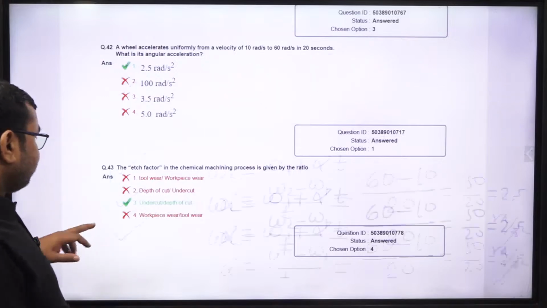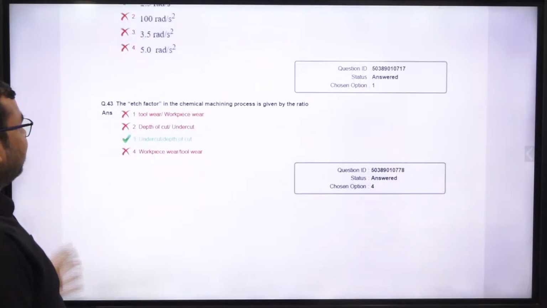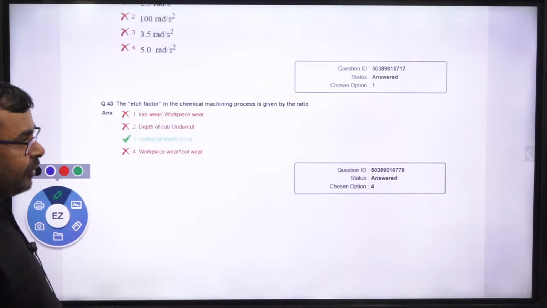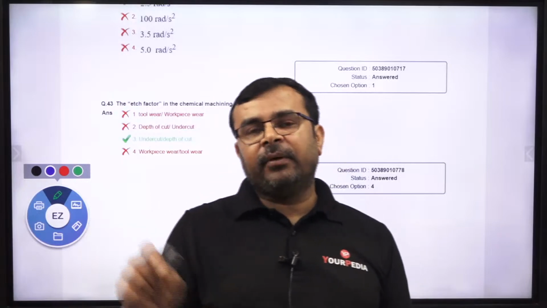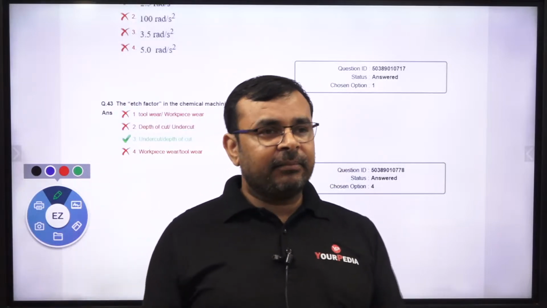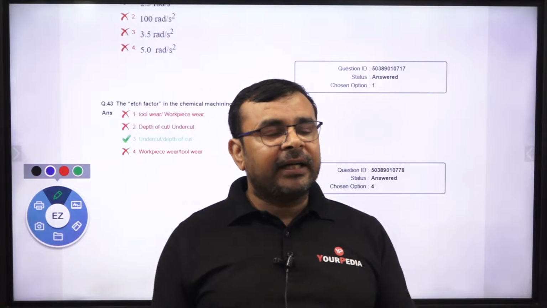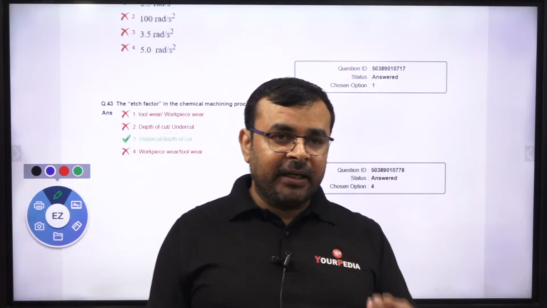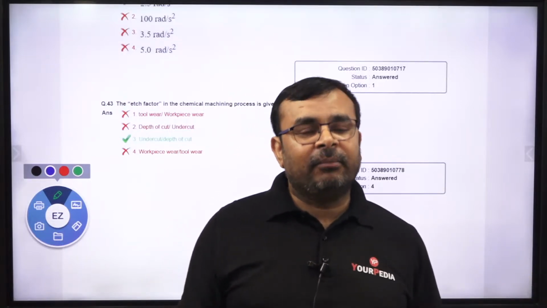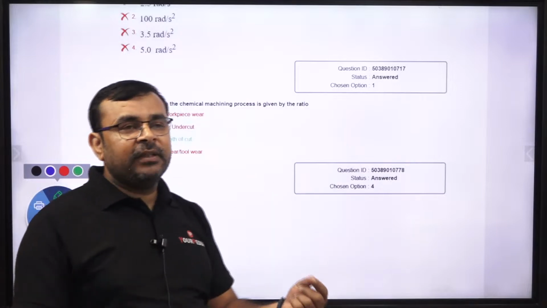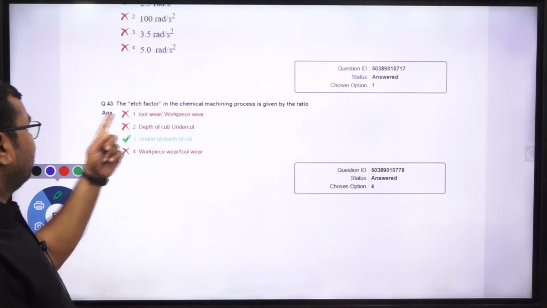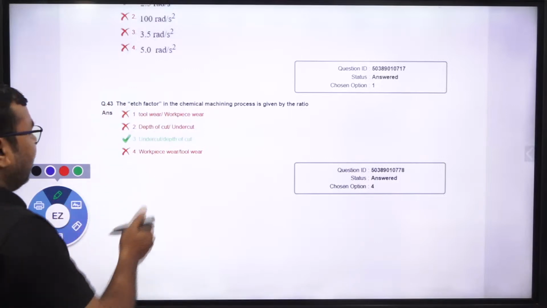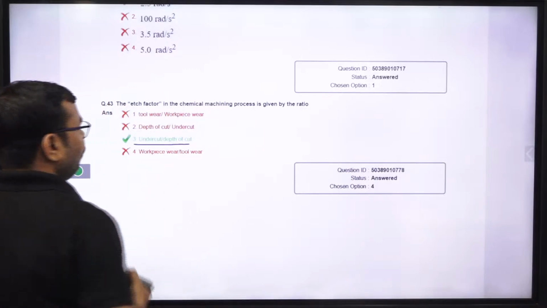Yes or no? Okay, next is the etching factor in the chemical machining process. What is etching? Etching means when you put a metallic sample in acid, a chemical reaction takes place, and due to that reaction some amount of material gets dissolved into the chemical. So on that portion we get some crater. The etching factor is the ratio of undercut over depth of cut.